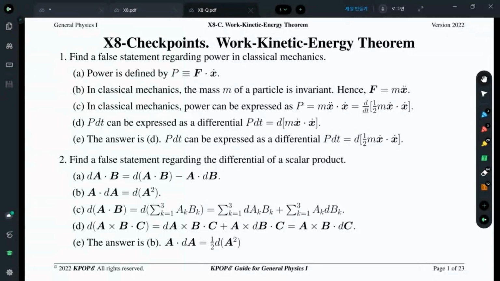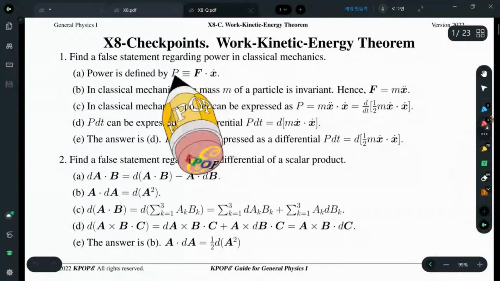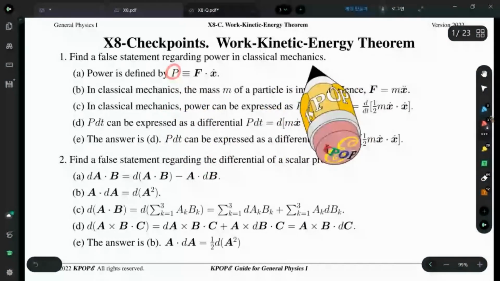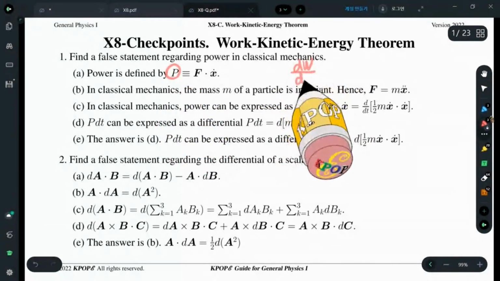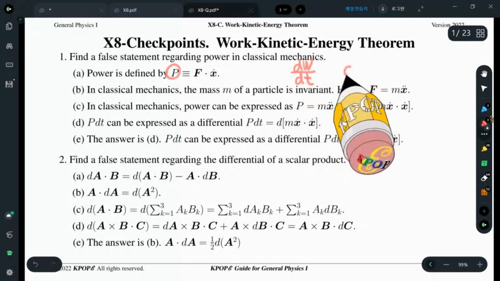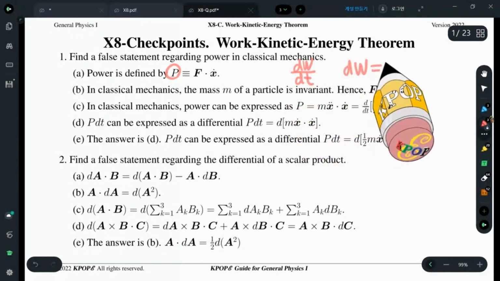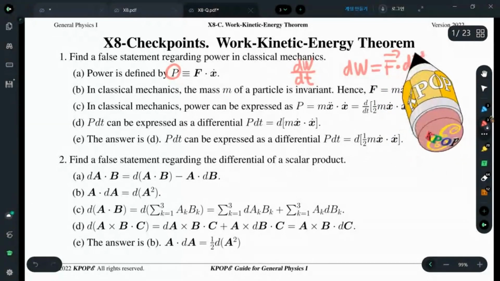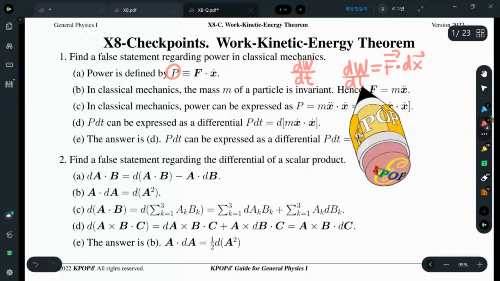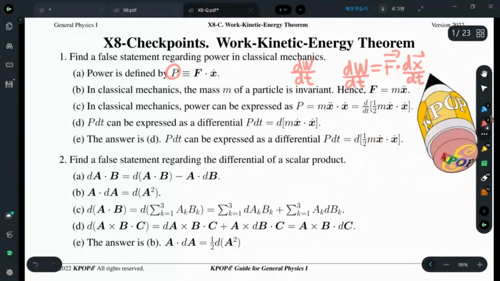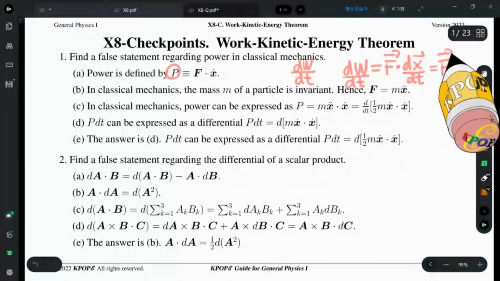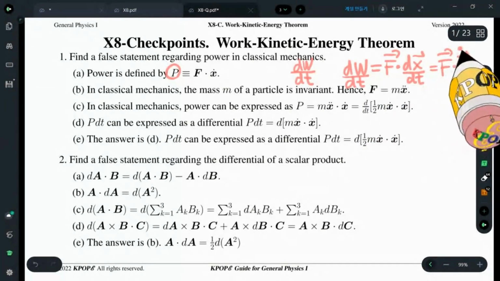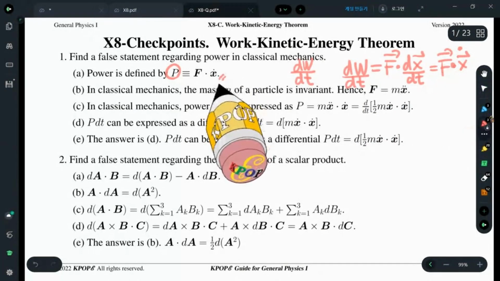Number 1, find the false statement regarding power. Power is work per time, and the differential of work is force scalar product displacement. If I divide this by dt, then it becomes force times velocity. It's a scalar product. That's correct.